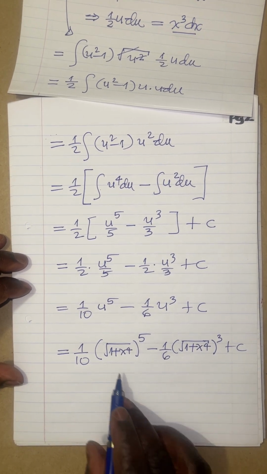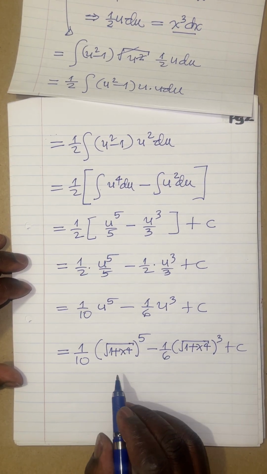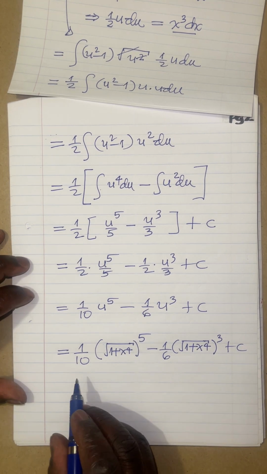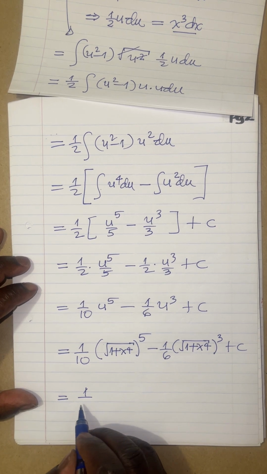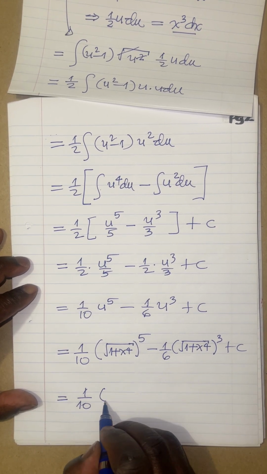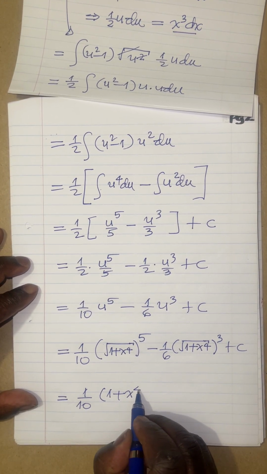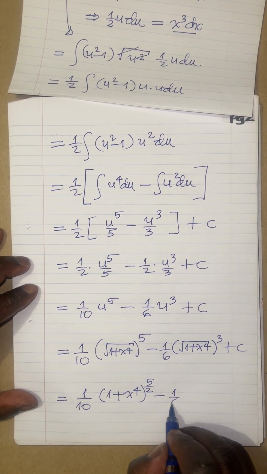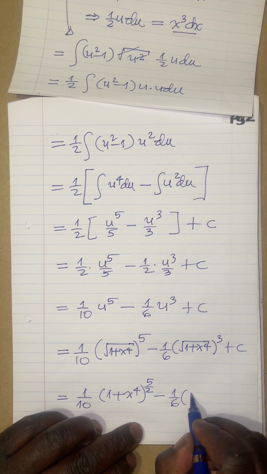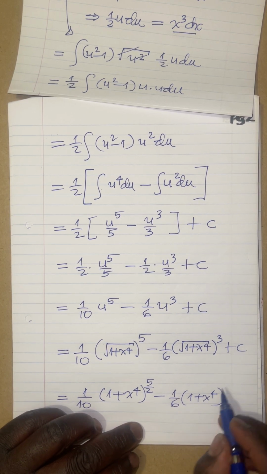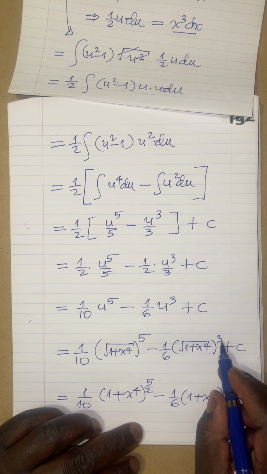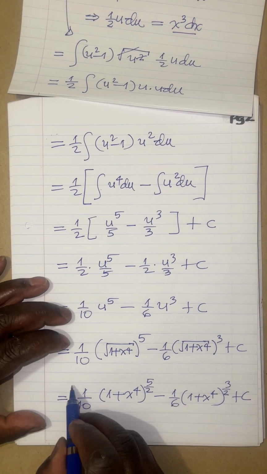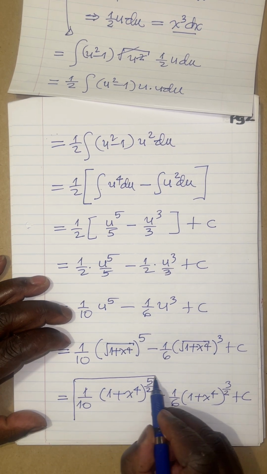c. Now what is this? What is square root of something? It's actually this expression to the power half, but we have to multiply by 5. So our final solution then is going to be 1 over 10, and I'm going to write it in this form: 1 plus x power 4 all to the power 5 over 2, and then I'm going to say minus 1 over 6, and then I have 1 plus x power 4. Remember, power half times 3 is going to be 3 over 2, and then I'm going to say plus c. So this is the final solution to our first integral, right?